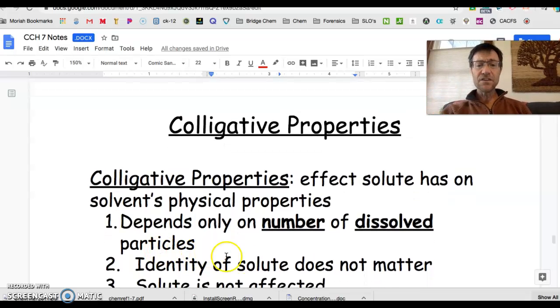The identity of the solute, in other words, what it is, doesn't matter. It can be salt, it can be sugar, it can be, actually, in Vermont they used whey, which is the liquid leftover from when you make cheese. They sprayed whey on the ground, and it was great to prevent ice buildup.